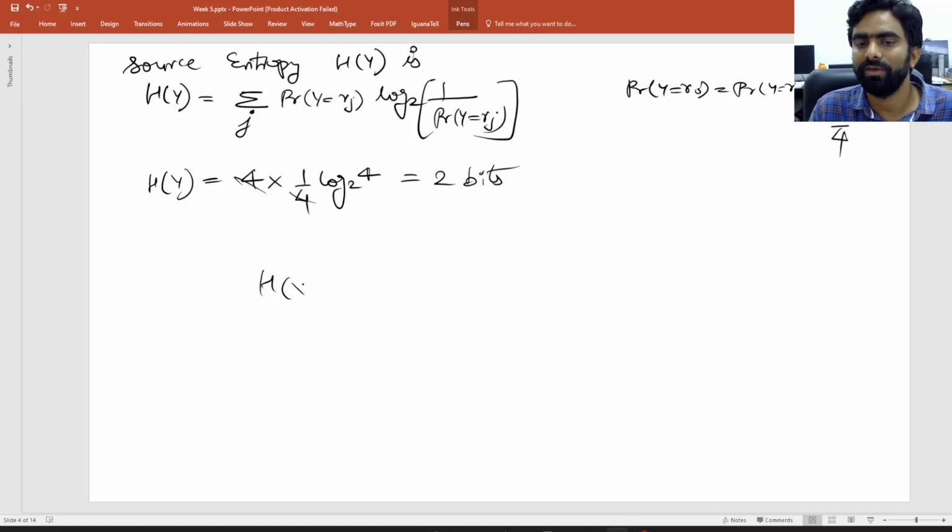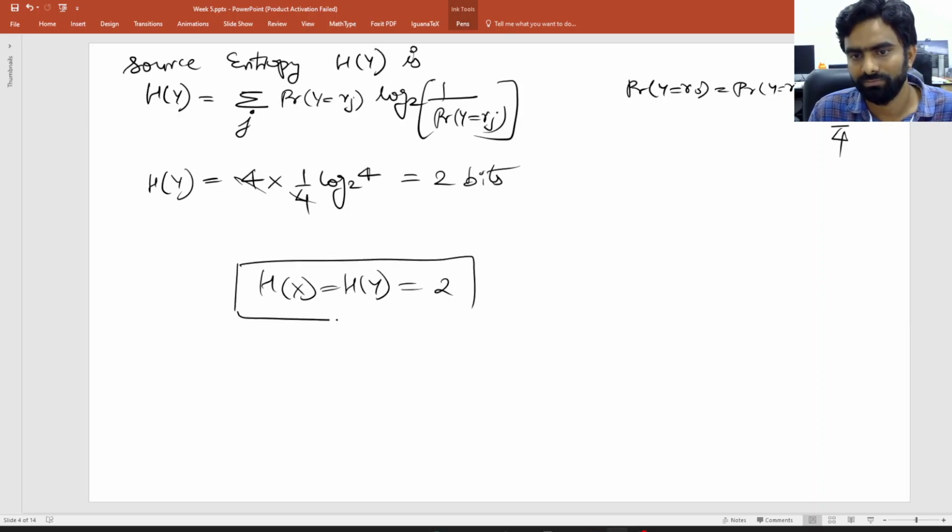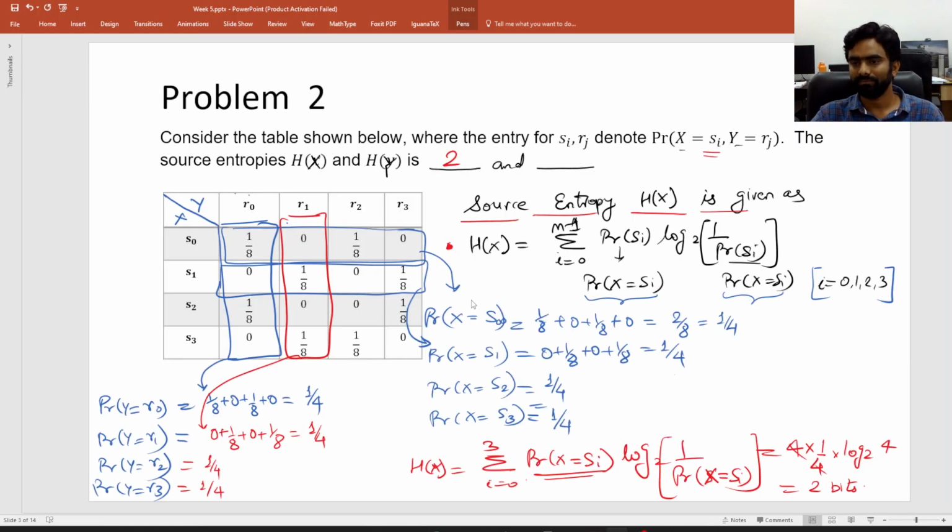Clear? So H of x and H of y are both 2 bits. Once again, for the source entropies, we have to calculate the marginal probabilities for x and y. We can calculate the source entropy by using this formula, and we calculate the marginal probabilities directly from the marginal distribution table.